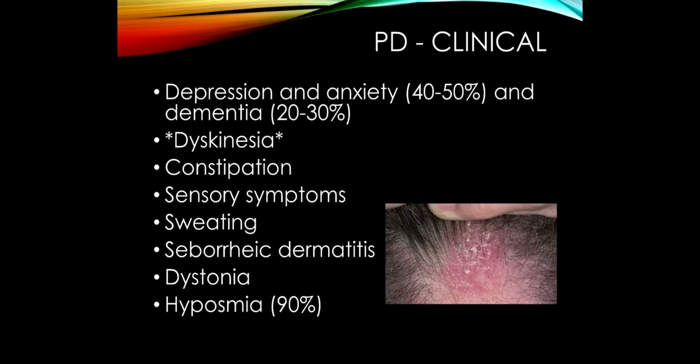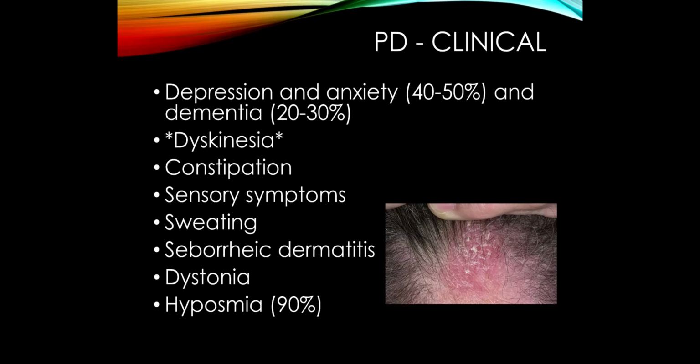And some patients with Parkinson's may have dystonia. Remember, that's a sustained muscle contraction. And so the one I've probably seen most often is that when patients walk, their foot will just kind of twist and turn in, inverted in. So that would be a dystonia.